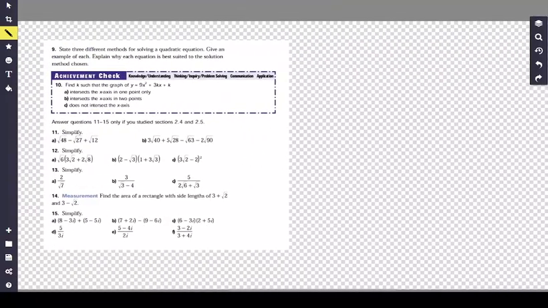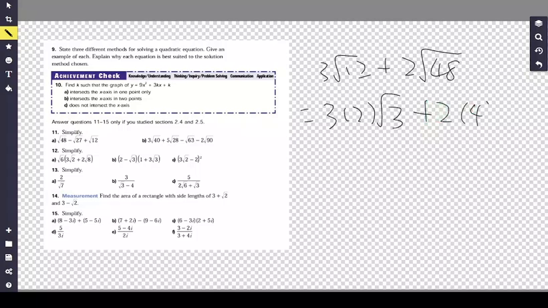Okay, simplify this first one. 12a, it's just 12a. 12 for those that skipped. 3 root 12 plus 2 root 48. And now we just have to simplify. So 3 times what? Root 4, which is 2, and then root 3, plus 2 4 root what? 3? Yeah. So this is going to give you 6 root 3 plus 8 root 3. That's going to give us 14 root 3.